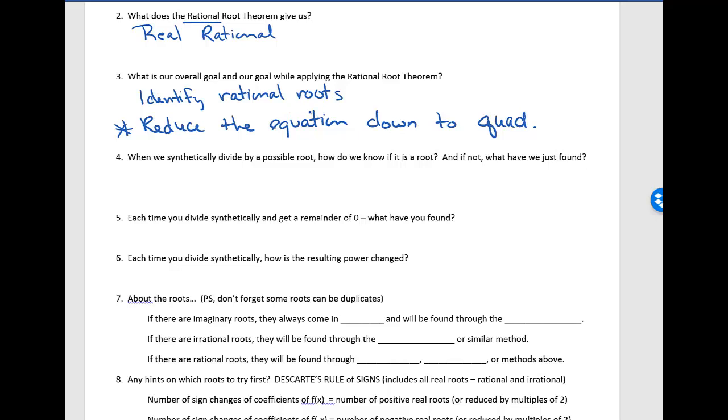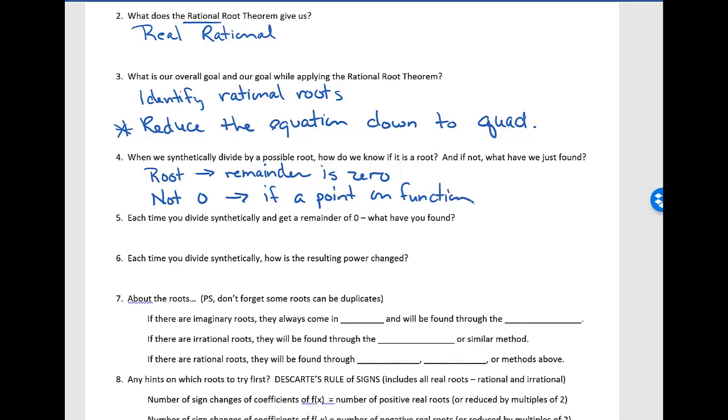All right. Now, if you remember, we've learned how to synthetically divide, and the goal of that was because we needed it to apply the rational root theorem. How do we know if we synthetically divide and we get a root? We have a root when the remainder is 0. So we like to do the bobblehead dance when the remainder is 0. And if it's not 0, then what we have just found is a point on that function. And that's valuable information if you're trying to graph a function or understand its behavior.